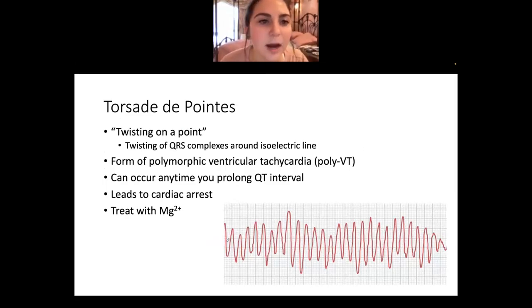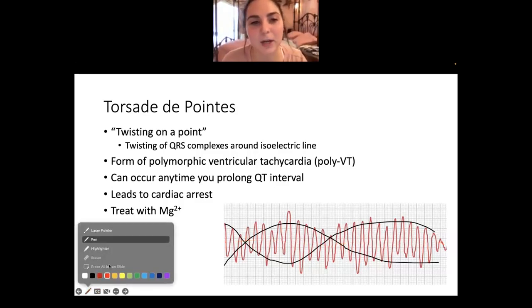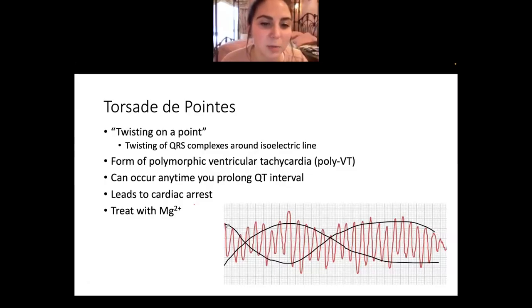So what is torsade? Remember, torsade is twisting on a point. If we were to draw a line exactly in the middle, like this isoelectric line, exactly in the middle of this QRS complex, the complexes would be twisting around that point. I didn't draw it that great. That's all right. The other name for torsade is polymorphic VTAC, and that's exactly what's happening. We have various shapes to our EKG strip line, our QRS complexes, because the ventricles have now gone into a tachycardia. So they call it poly-VT, polymorphic VTAC, whatever. It's torsade. So if you're doing questions and you see polymorphic VTAC, just think that's torsade.